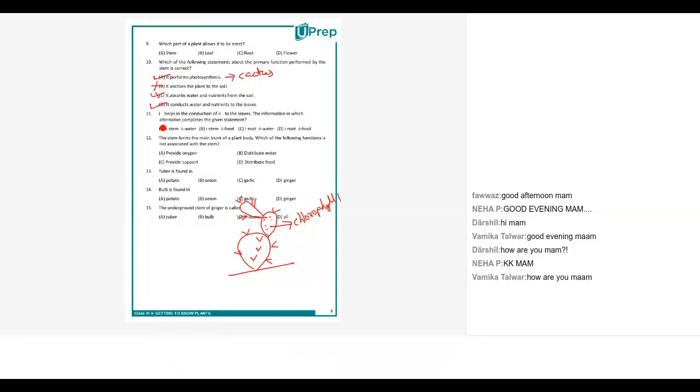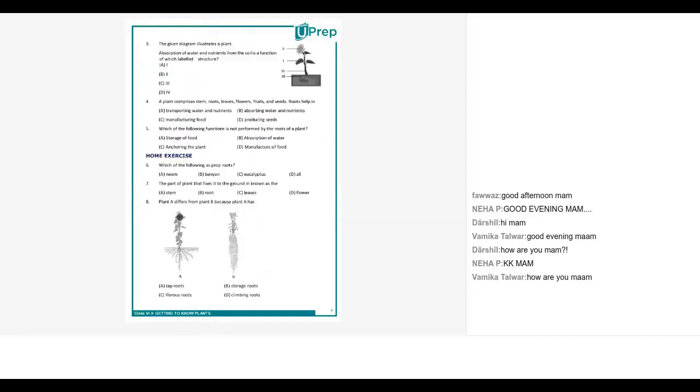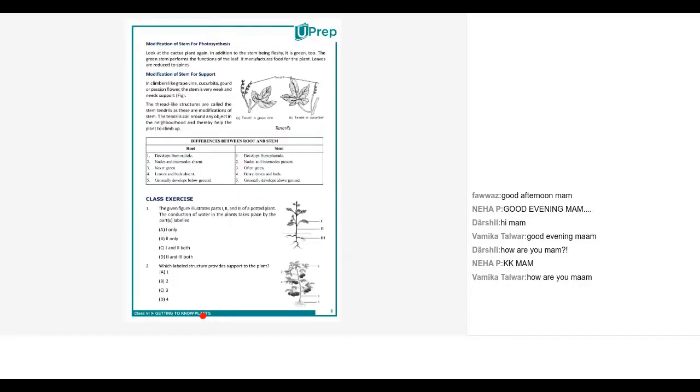Ma'am, I think I understood a little bit of what you're saying. The stem has chlorophyll, and because the cactus does not have leaves, the stem performs photosynthesis for the cactus. Got it? Yes, ma'am. So that is what the chapter is all about, no? Modification of stem. It does three things. It does support, it does photosynthesis, and it does storage. These are the three things that we have studied in modification of stem.